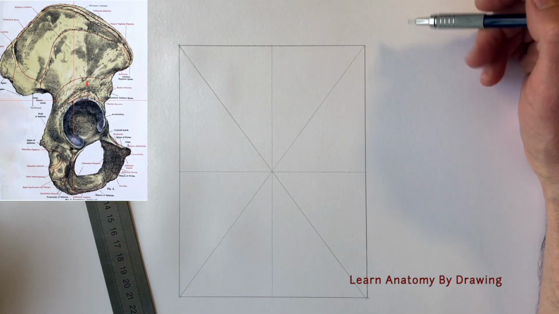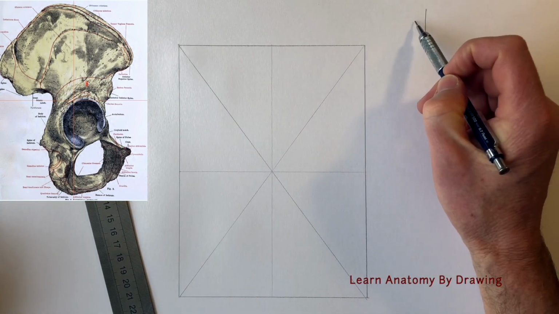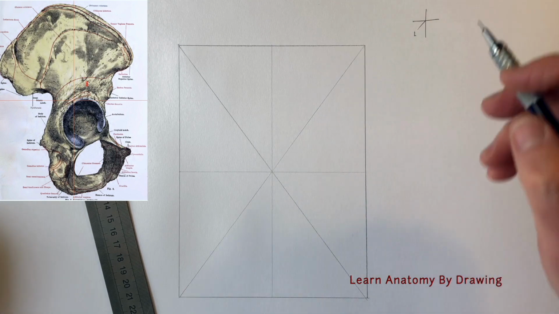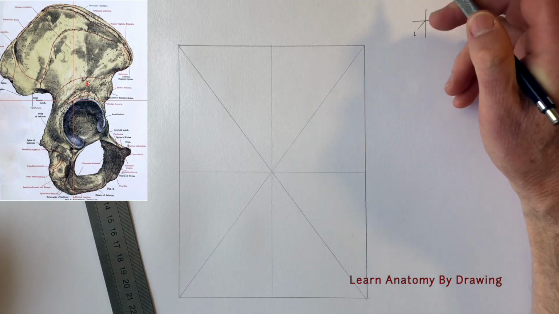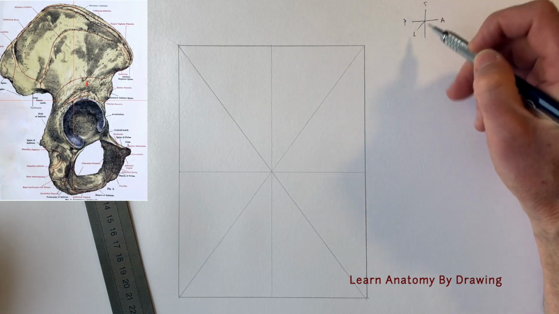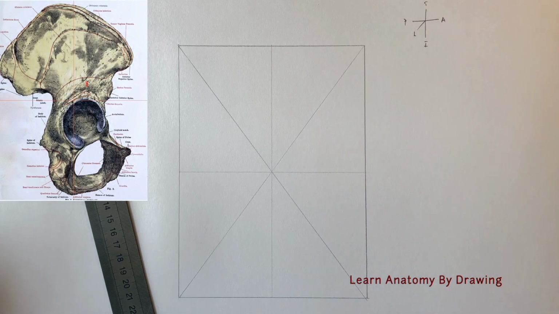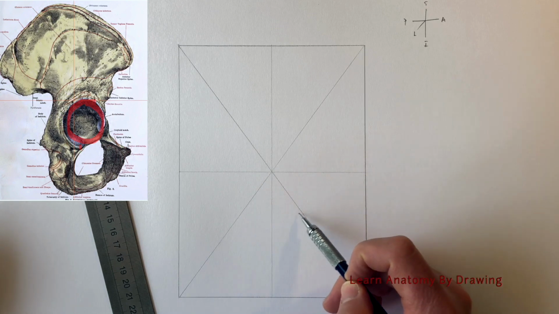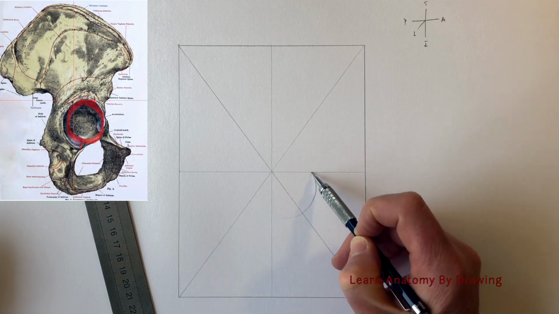All right, let's just put in our anatomical rows there. This is now the lateral aspect on the reference. This side is anterior, this side is posterior, and we're still superior and inferior. Okay, so here's the acetabulum. It's a circle there, and it is just touching the midway point and coming over here. So just draw a circle. I'm ghosting it in there for you.